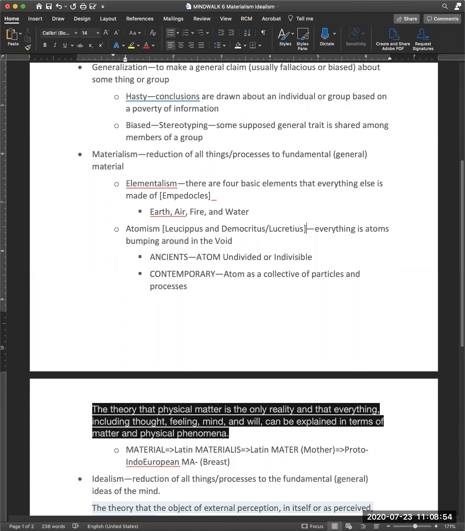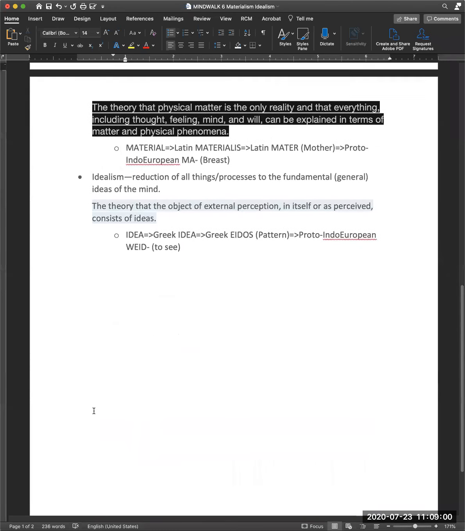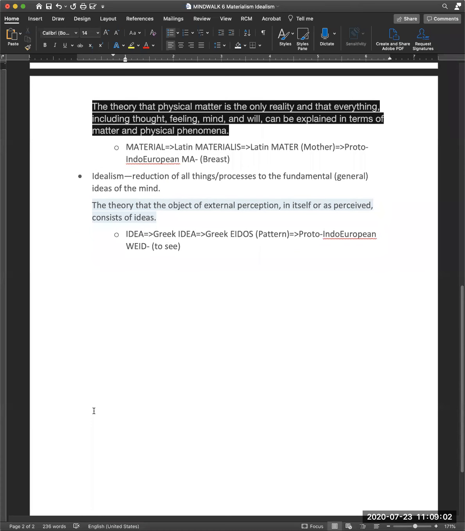So let me go to a more contemporary definition of materialism. I think this is from the American Heritage Dictionary, just to give it a common definition: the theory that physical matter is the only reality, and that everything, including thought, feeling, mind, and will, can be explained in terms of matter and physical phenomena. Okay, that's a good definition as far as a philosophical definition.